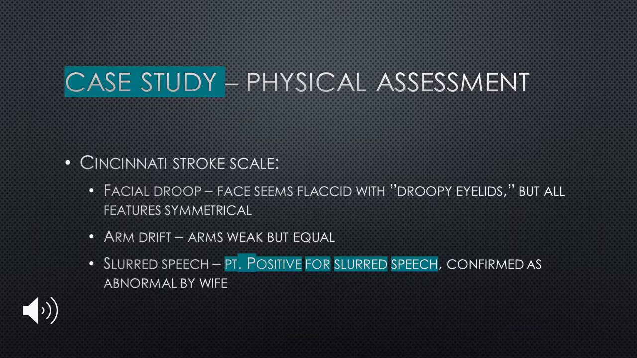It doesn't hurt to do your Cincinnati stroke scale. His face seems a little flaccid. He's got those droopy eyelids we mentioned, but he is symmetrical. Likewise, negative arm drift. His arms are weak, but they are equal. But the biggest thing, he does throw positive for the slurred speech, and you confirm with wife, yeah, this is not normal for him the way he's talking.